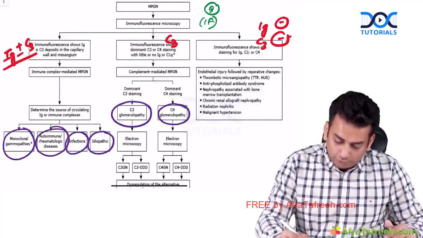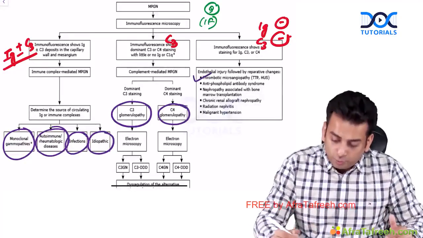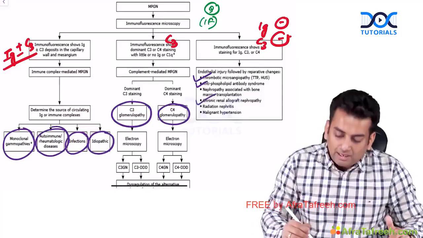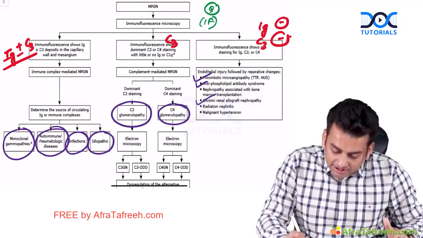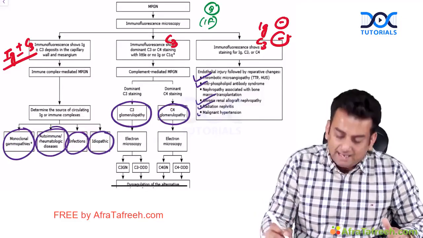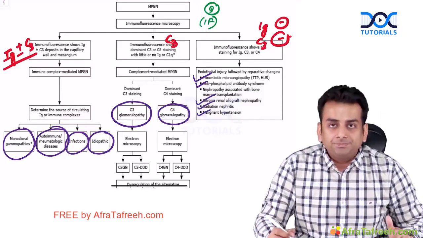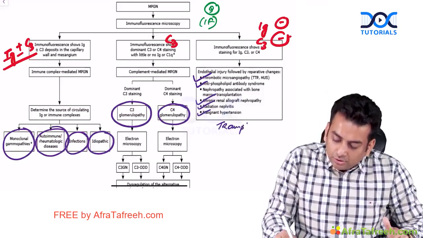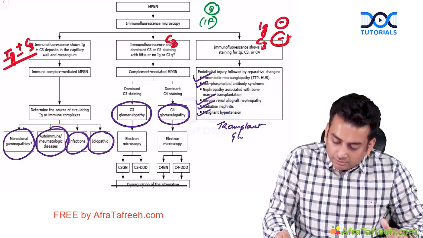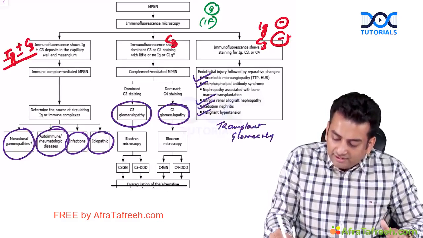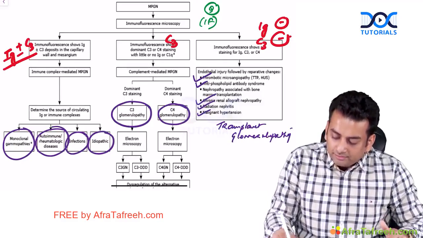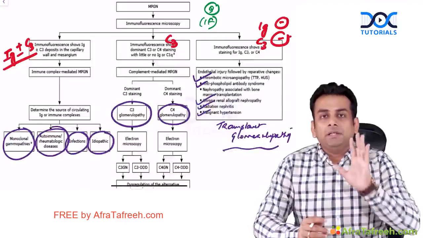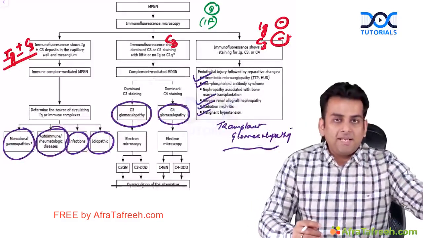And the third disease entity, where you neither have immunoglobulin nor complement, there could be thrombotic microangiopathy, you could have APLA, you could have chronic allograft nephropathy, you could have radiation nephritis, or you could even have malignant hypertension. And of course, transplant glomerulopathy, which is very, very important, and we have discussed it already.